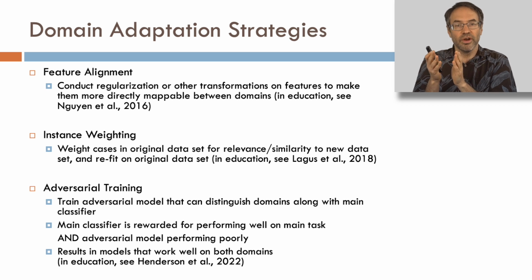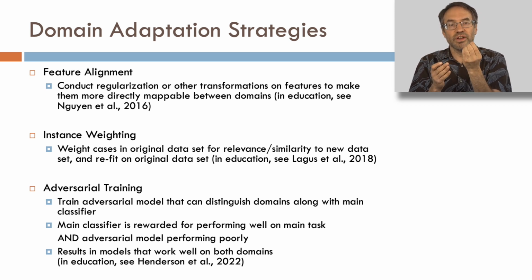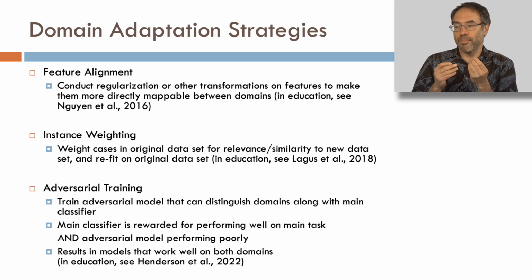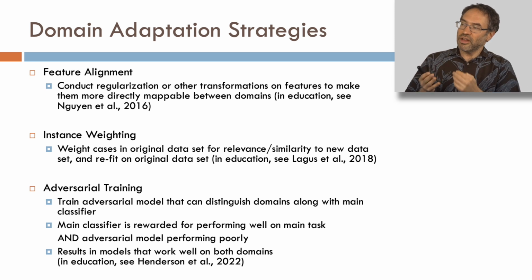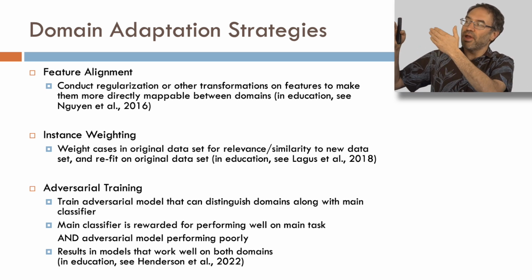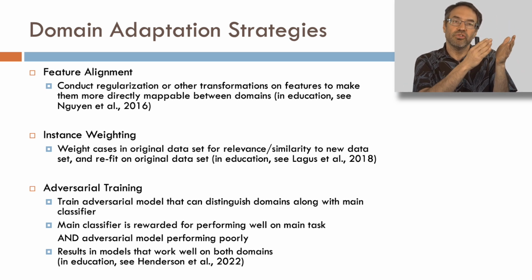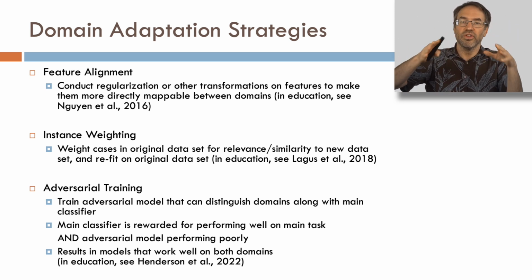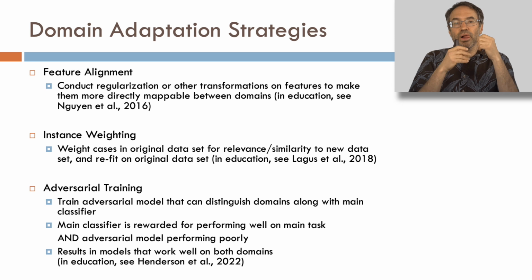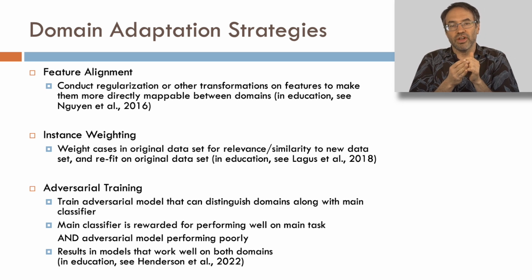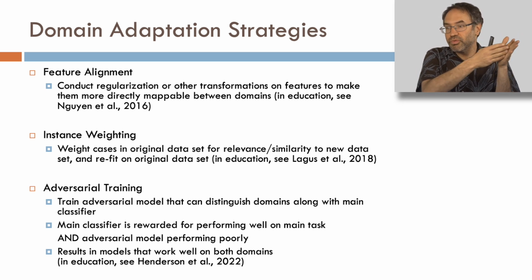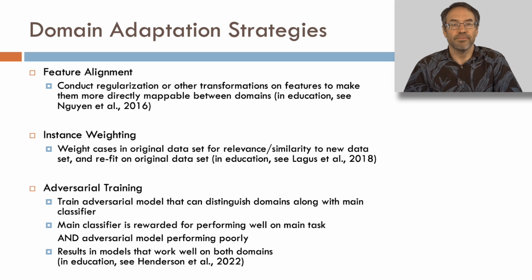A second broad category is instance weighting, where we weight cases in the original dataset for relevance or similarity to the new dataset, and then we refit on the original dataset. So in other words, let's say that we're about to apply an affect detector in rural schools, and our original model has urban students, rural students, and suburban students. We might try weighting up the rural cases in the original dataset and emphasizing those more and see if it'll do better on our new data.